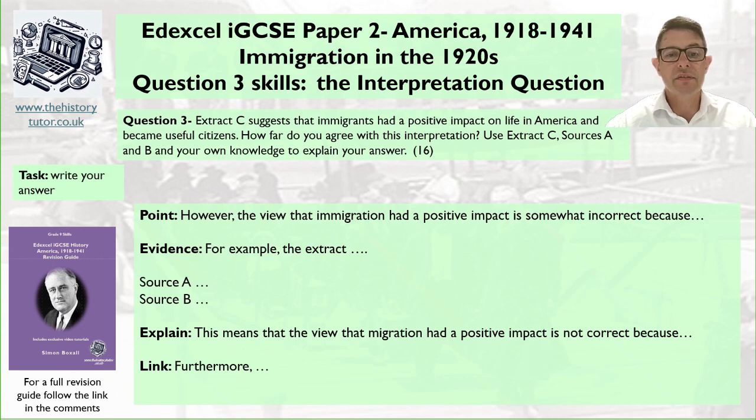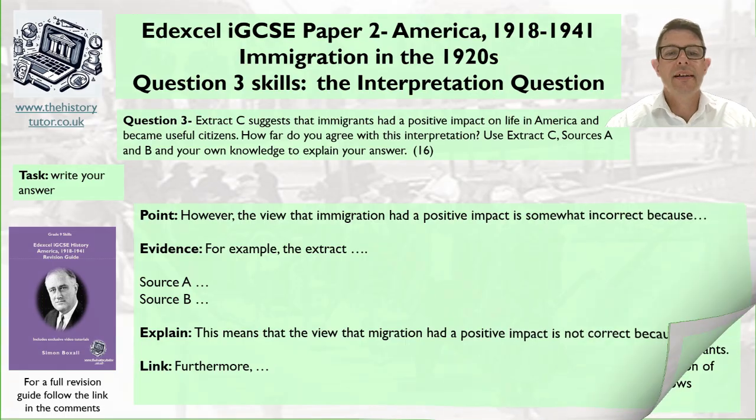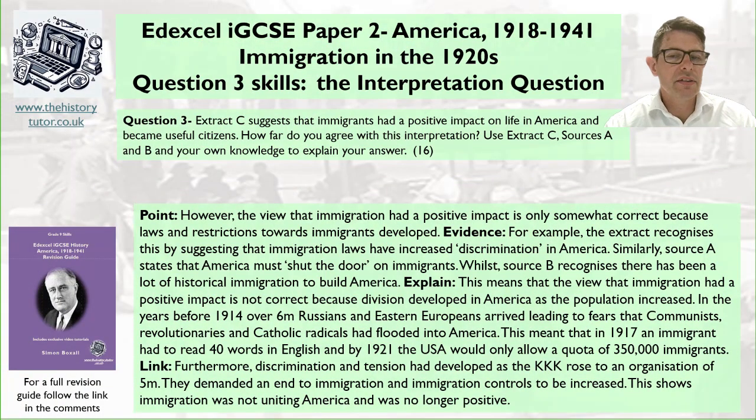So you've got the writing frame there, you've got lots of ideas planned, so pause now and give this a go. There's my idea. So I said, however, the view that immigration had a positive impact is only somewhat correct because laws and restrictions towards immigration had developed. For example, the extract recognises this by stressing that immigration laws had increased discrimination in America. Similarly, source A states that America must shut the door, whilst source B recognises there has been a lot of historical immigration to build America, so it's getting full.